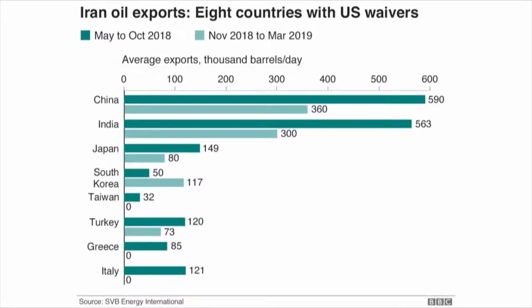The United States had offered waivers to some of its allies who were heavily reliant on imports of Iranian oil. They said, okay, you have a waiver and you can go ahead and do that. So the top line is showing how much oil they were buying from Iran from May to October of 2018. The lighter colored line underneath of it is November of 2018 until spring of 2019. You can see the lines are much shorter, and when you get to Taiwan, Greece, and Italy, it's down to zero. Those lines have shrunk even further. Even China doesn't want to import oil from Iran at the moment because it's concerned about the larger trade war it's got going on with the United States. It doesn't want to make things any worse than they already are.